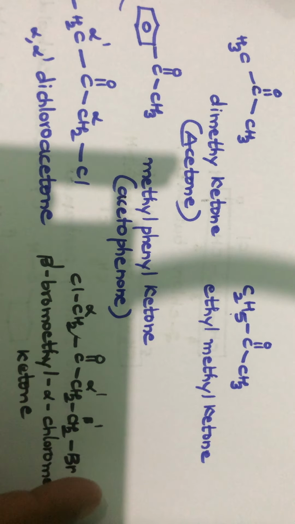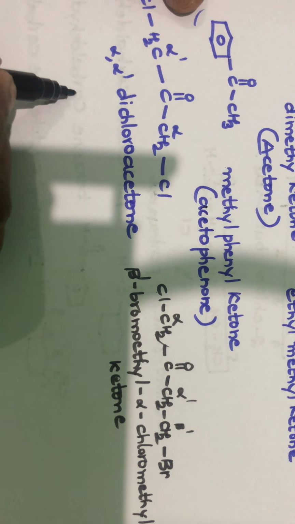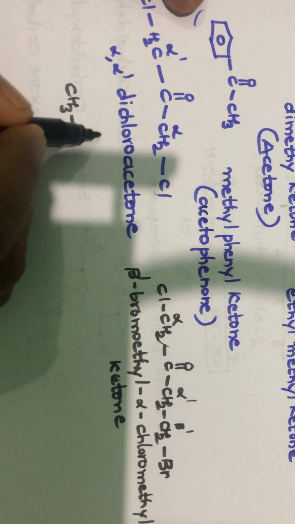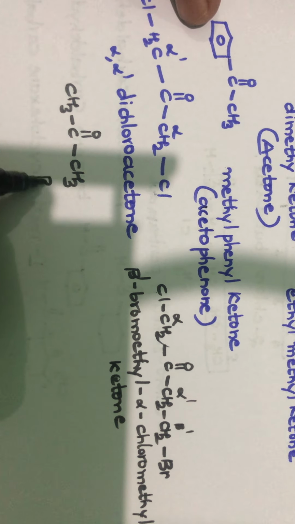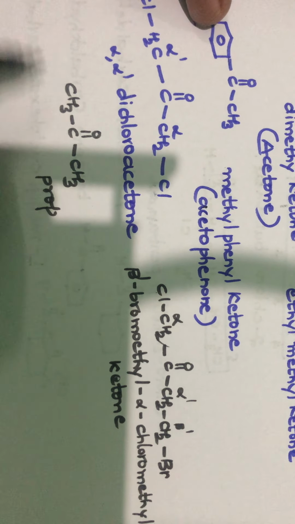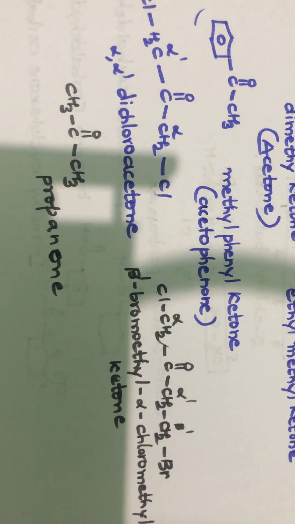Okay, now the IUPAC system, I hope you know the IUPAC system, where the name depends upon the number of carbon atoms present in the parent chain. The only thing is, in aldehydes we used the suffix al. Here the suffix one is used. For example, if you have this, three carbon atoms, prop, single bond, propane, there is a ketone, propanone. Simple way of naming, right?